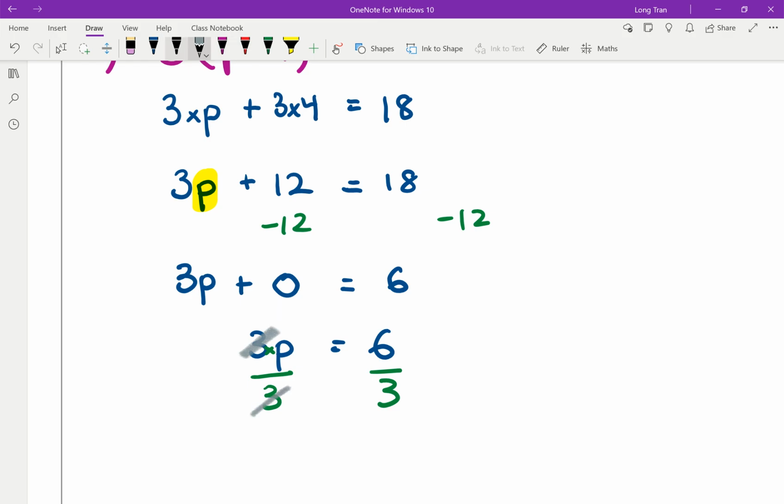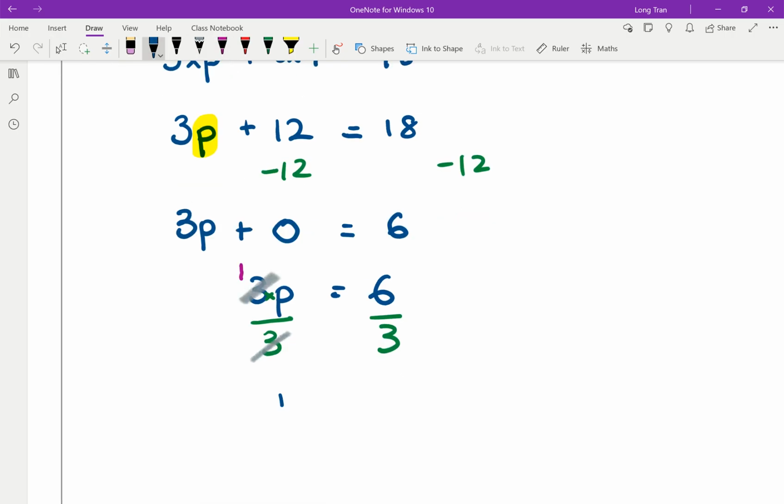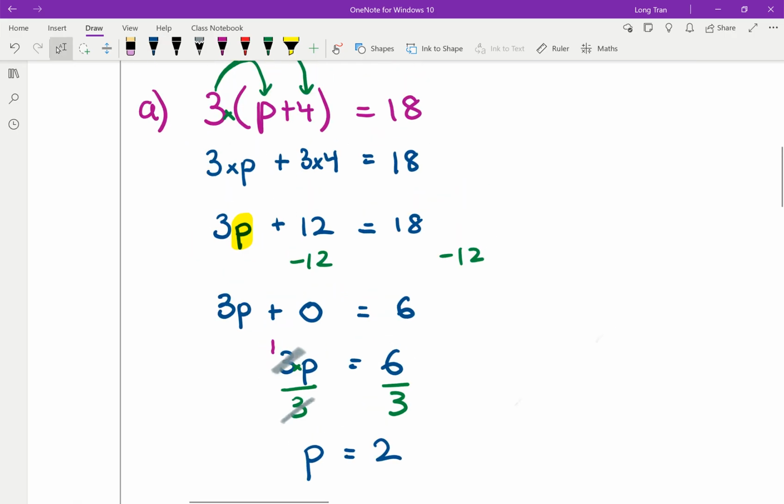So I'm going to write it again. So this is now 1. And so you have 1p is equal to 6 divided by 3, which is 2. So now I know the answer to this equation has to be 2.